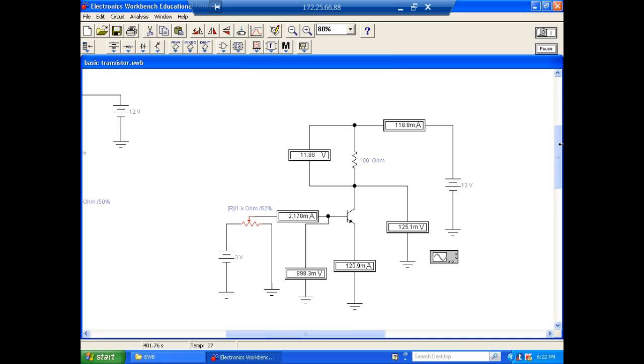We assume it to be cut off when it drops the entire voltage. It's saturated when this resistor, or this load, drops 90% of the voltage. And anywhere in the center, we call it the active region.